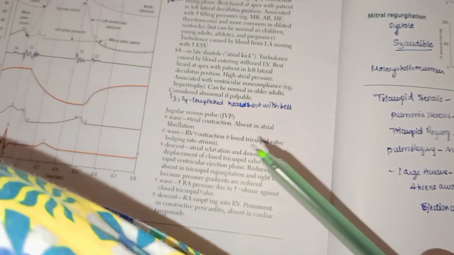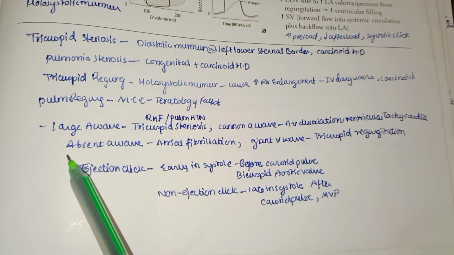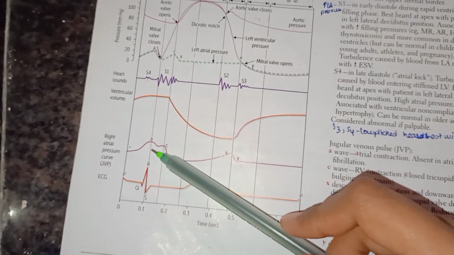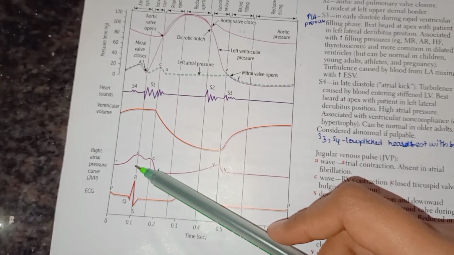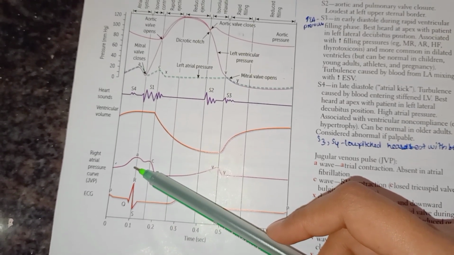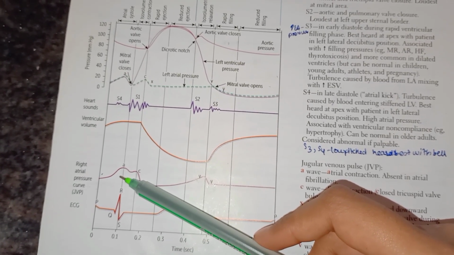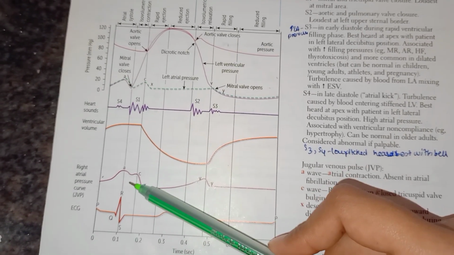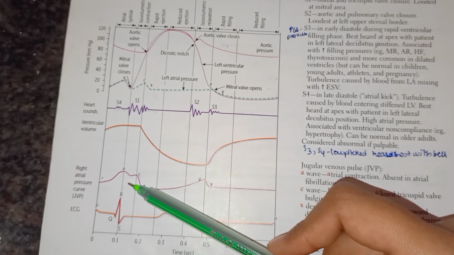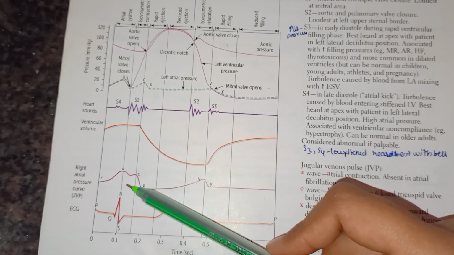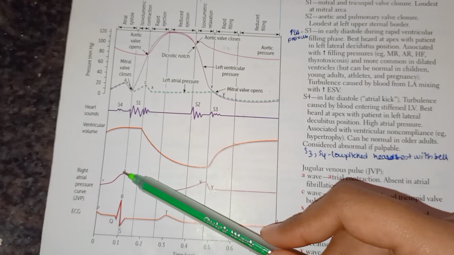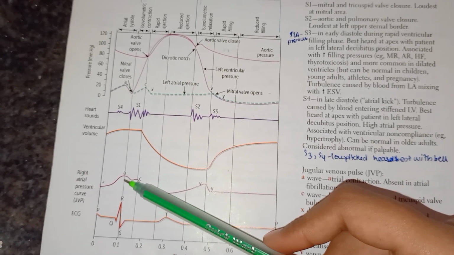Now in these JVP waves, we also need to discuss the abnormal waves like large A wave. If you remember, this A means right atrial contraction. If there is a large A wave, it is indicating tricuspid stenosis, because in tricuspid stenosis there will be more right atrial pressure, and also Cannon A wave is also a big A wave. It is seen in AV dissociation and in ventricular tachycardia. Sometimes this A wave is completely absent, that is in atrial fibrillation, no A wave.